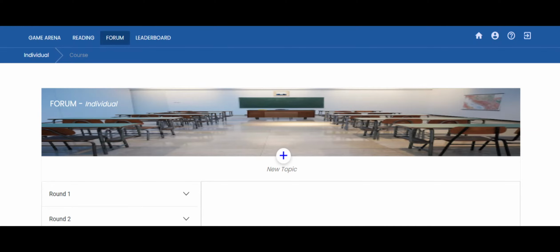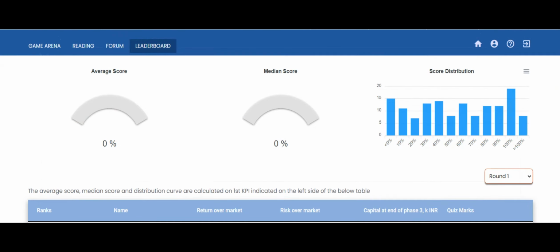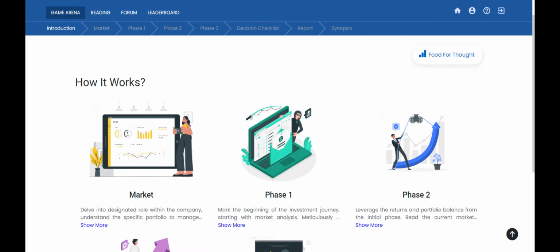The last tab is the Leaderboard, which will display your position at the end of every round along with a comparison with fellow participants. After each round, it is advised to keep referring to the Leaderboard and Forum to keep yourself updated with the changes in the simulation.